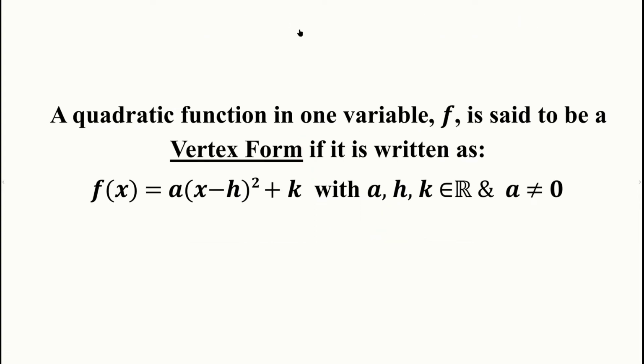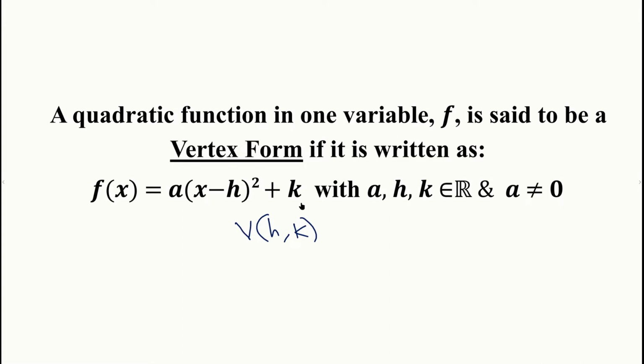Now, every quadratic function in standard form ax squared plus bx plus c can, through algebraic manipulation, be put in another form called the vertex form. This is, in fact, the most useful form of a quadratic function, because when you have this form, it turns out that the vertex of the parabola, which is either the highest point or the lowest point of the parabola, is going to be at the point (h, k) in this form.